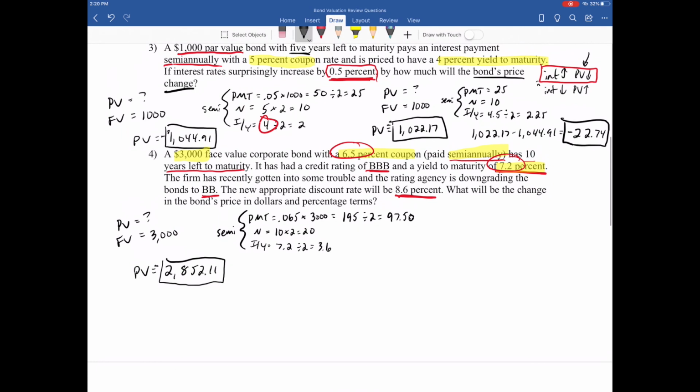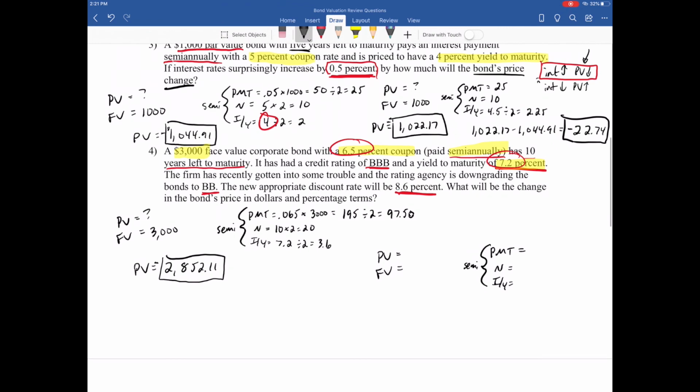So let's take a look now at what happens to the price when the credit rating is downgraded and the yield actually increases to 8.6%. Present value, future value, payment, N and I/Y. Once again, these all need to be input on a semi-annual basis. Nothing in the details of this bond has changed, so we still have a $3,000 future value or principal amount that I receive at maturity. Still solving for the present value.